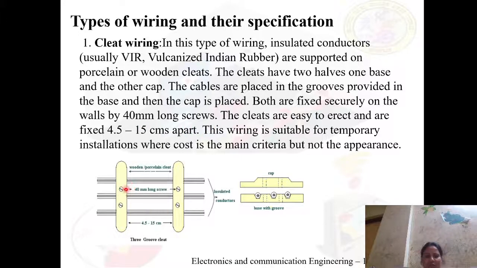Both are fixed securely on the walls by 40 mm long screws. These 40 mm long screws are used to place the cleats safely in the wall, and the cleats are easy to erect and are fixed 4.5 to 15 centimeters apart. This type of wiring is suitable for temporary installations where the cost is the main criterion.